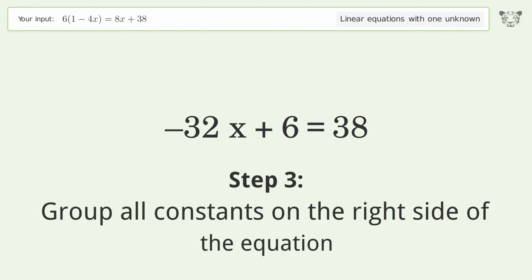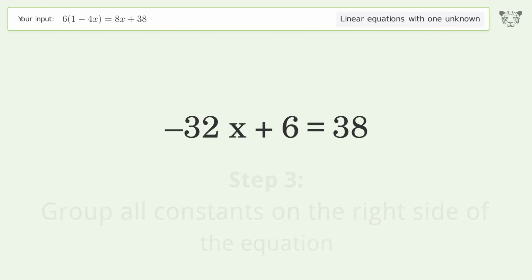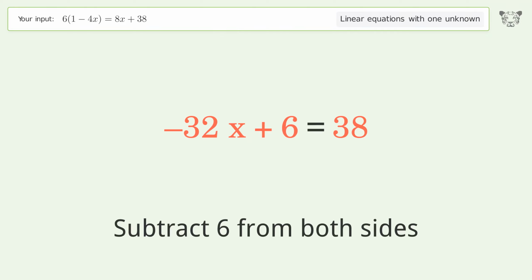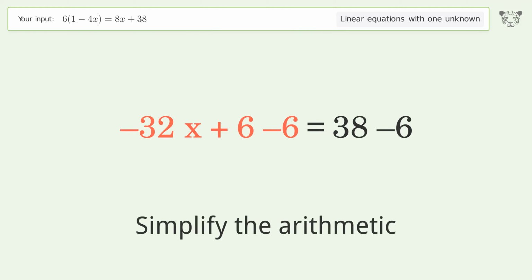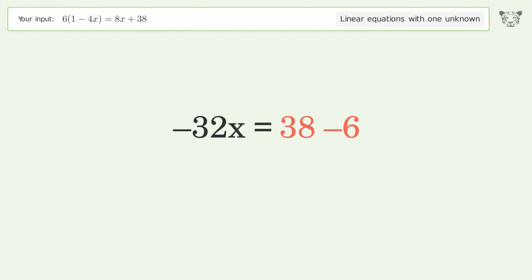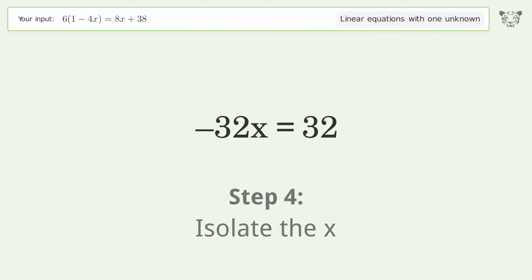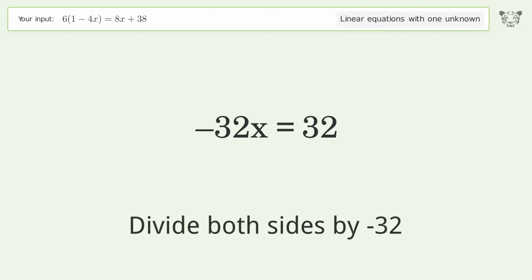Group all constants on the right side of the equation. Subtract 6 from both sides. Simplify the arithmetic. Isolate the x. Divide both sides by -32.